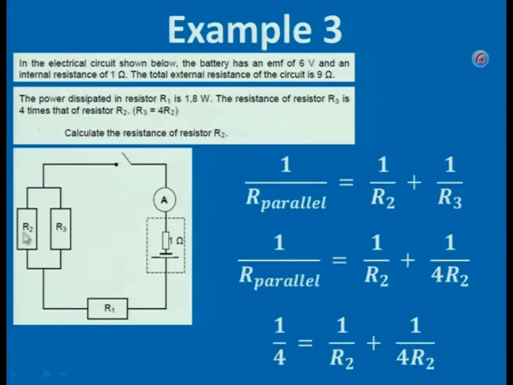Now we want R2. 1 over R parallel is 1 over R2 plus 1 over R3. Remember now, R3 is equal to 4 R2. So let's substitute that. And we substitute R parallel, which is 4 ohms, as we calculated on the previous slide. That brings us to 1 over 4 is equal to 1 over R2 plus 1 over 4 R2.